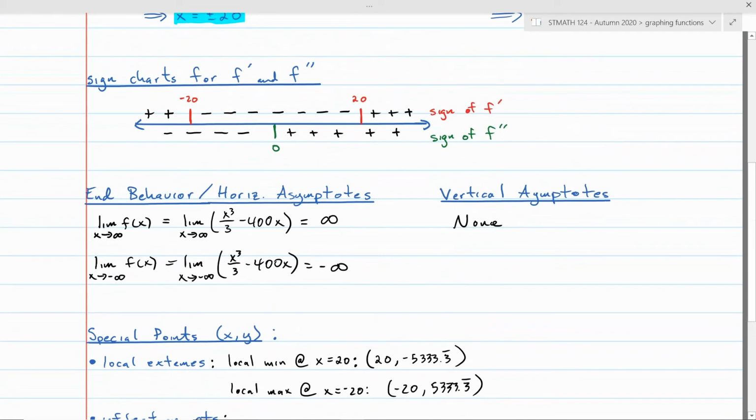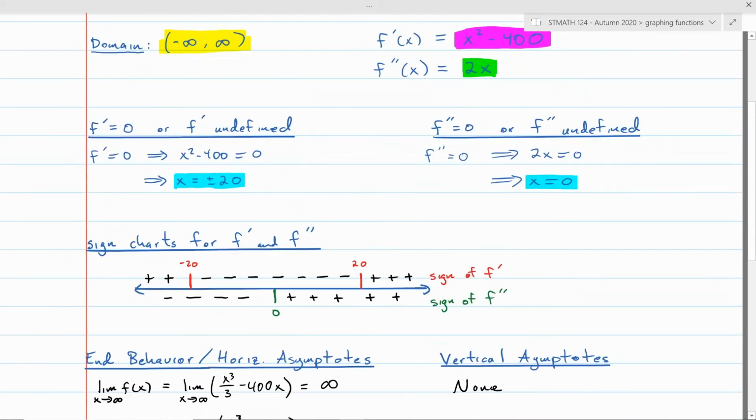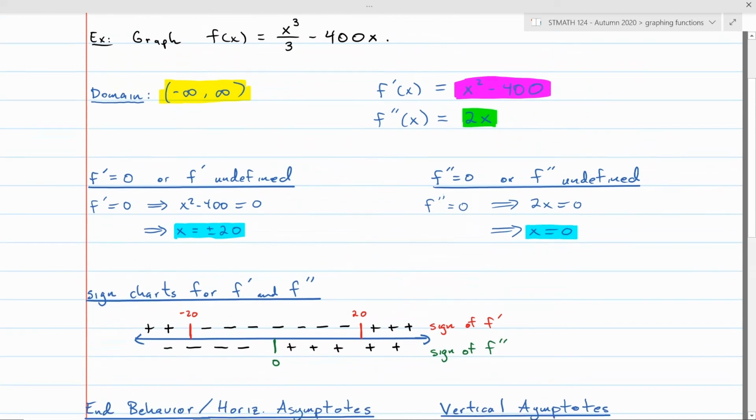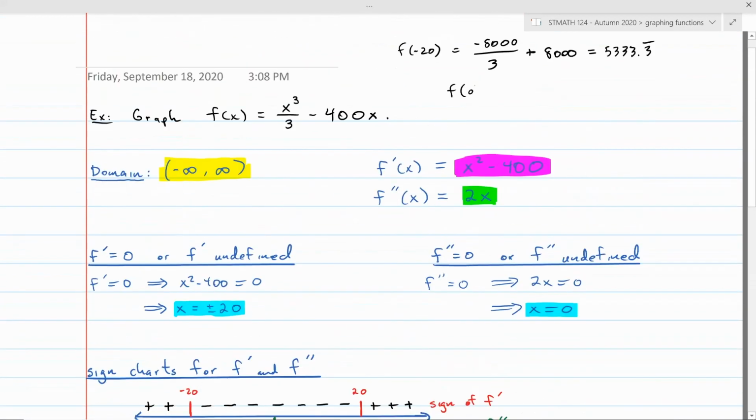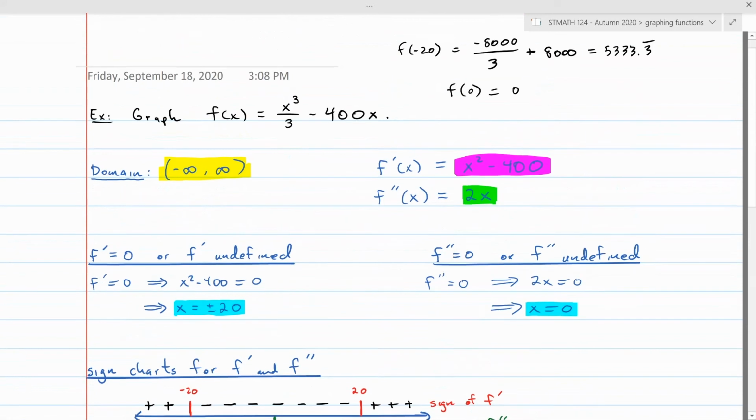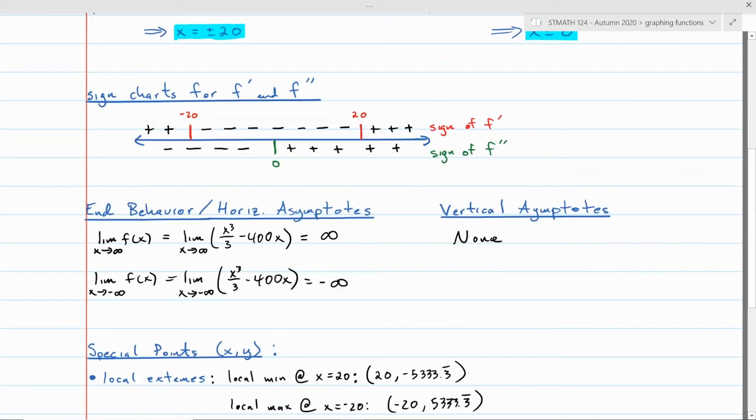Okay, let's see from our sign chart on the second derivative, do we have any inflection points? Yeah, we see at x equals 0 there's an inflection point because that's a point in the domain of the function, and it's where the sign of the second derivative changes. So I just want to see what is f of 0. f of 0 is 0. So we know (0, 0) is an inflection point.